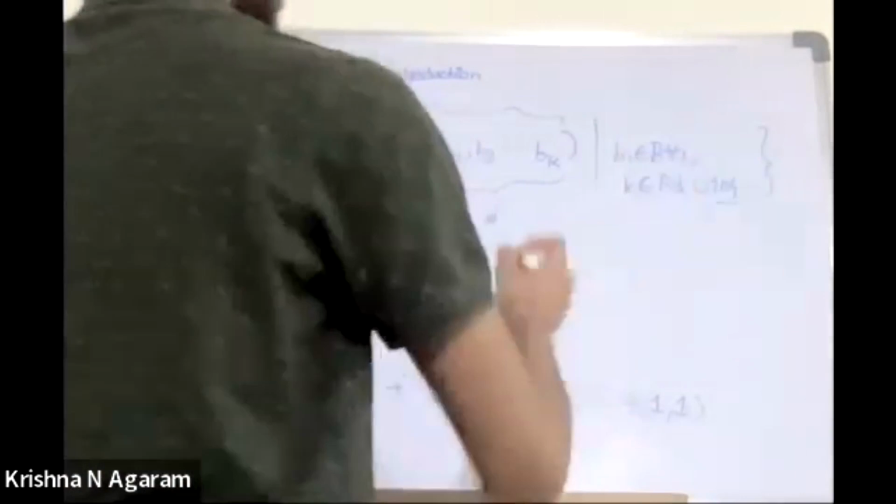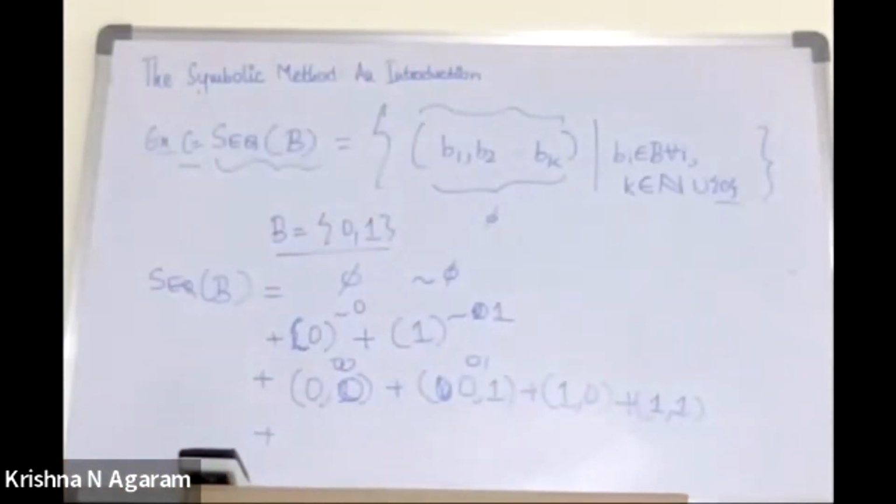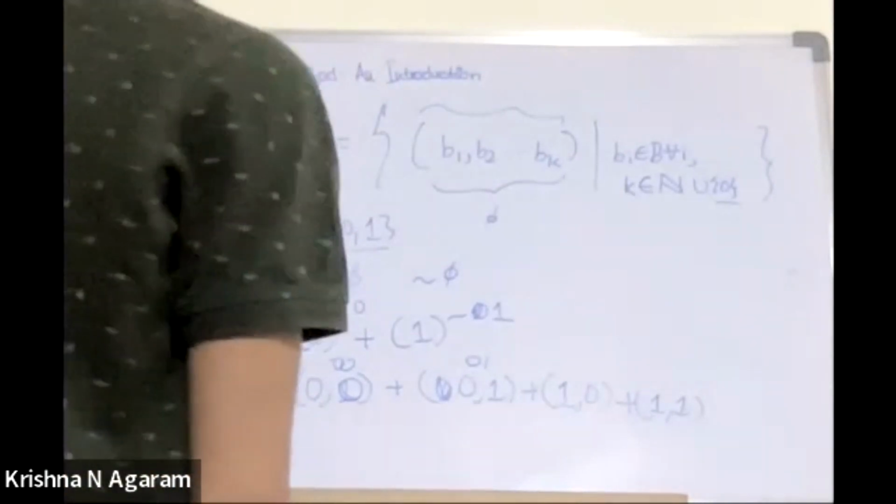Phi is the empty tuple. Like I said, k could be 0, so you just say it's the empty tuple also. Just add that. Right. Okay, cool.